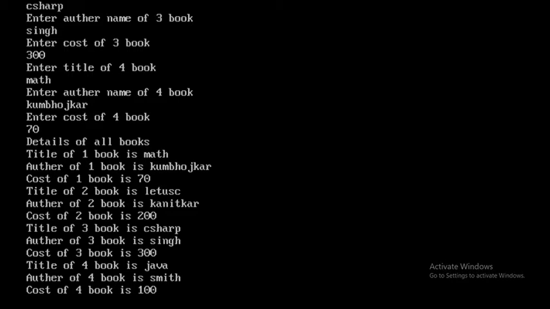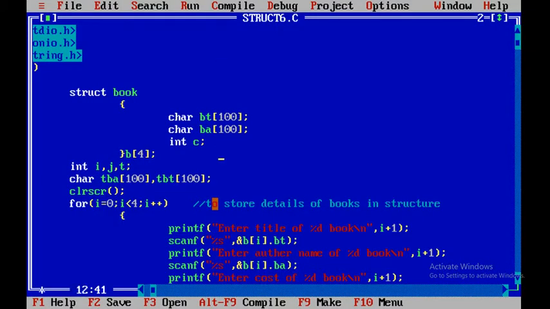It shows 70, then 200, then 300. The title of the fourth book is Java. C sharp, where the cost seems 300. Then maths Kumbhoskar 70. It is displaying the last record. Where is the problem?